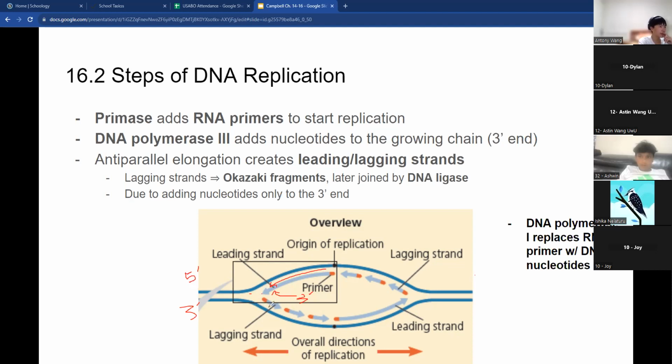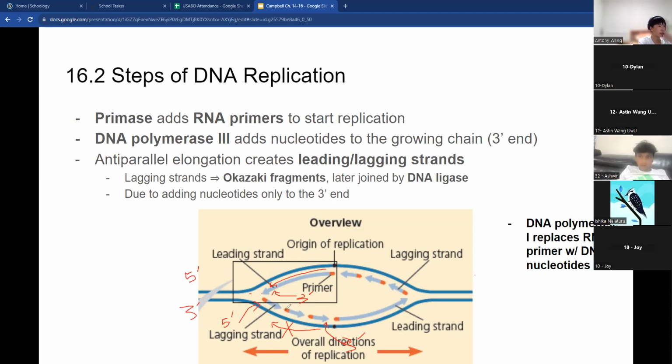However, on the other side, it's a different story. For this daughter strand right here, this is the 5' end. DNA polymerase can't add this way, because it can only add nucleotides to the 3' end of DNA. So what does it do? This side of the DNA is the 3' end.